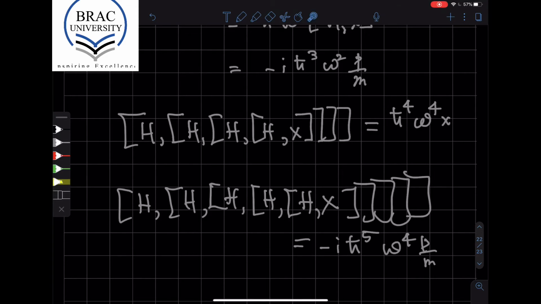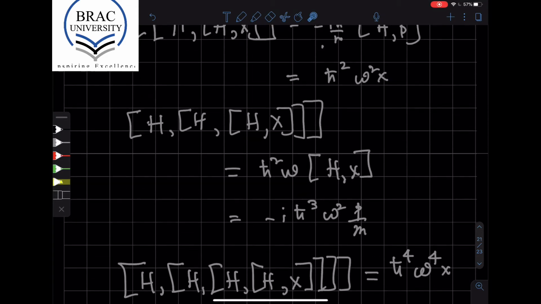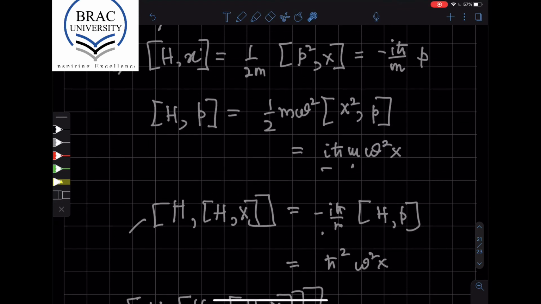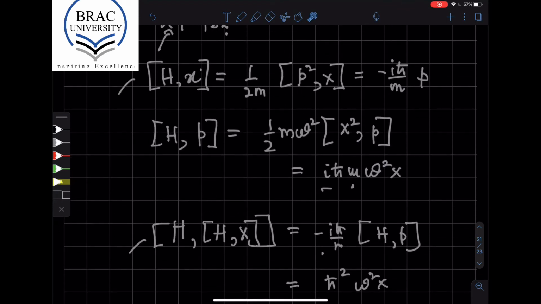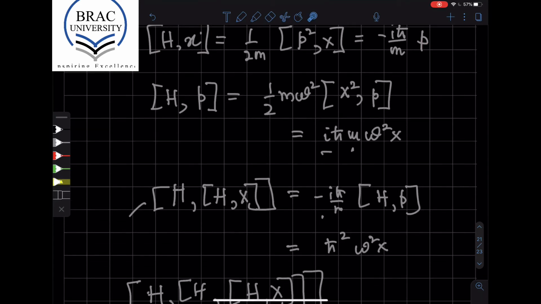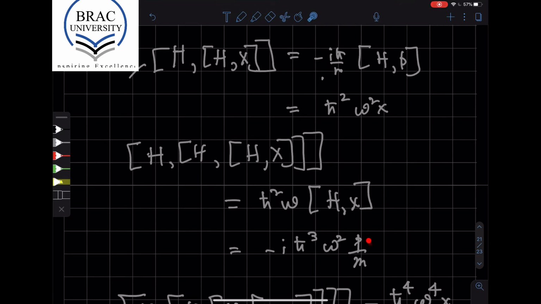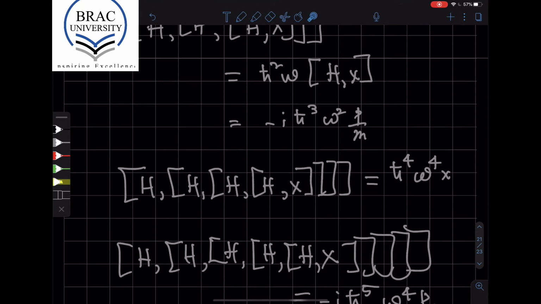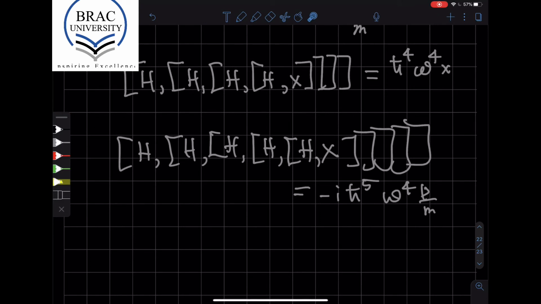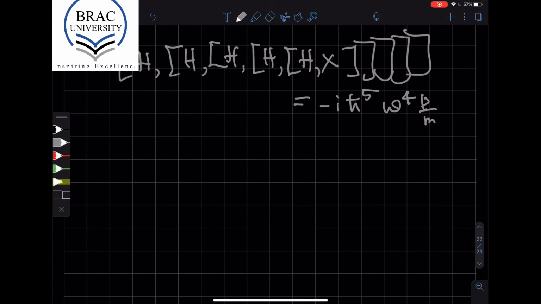So there's a pattern emerging. And the pattern is that the first commutator of x with H gives me p. But the next one gives me x. And the next one gives me p again. And the next one gives me x. And the next one gives me p. And therefore, we can rearrange our x_H of t in terms of two series.